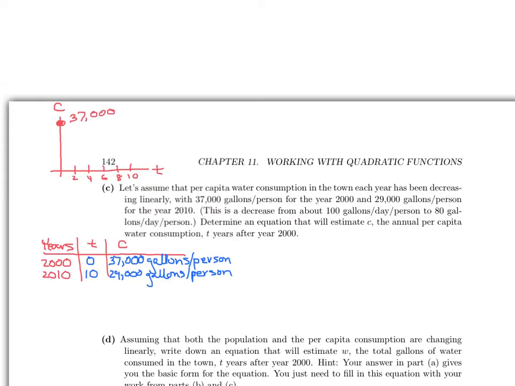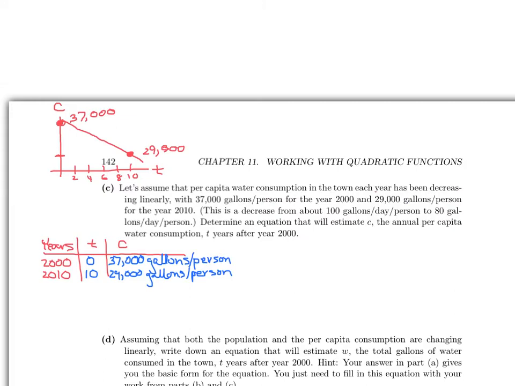And the consumption over the 10 years drops down to 29,000 gallons. So when T is 10, let's just assume right here is 29,000 gallons. So when we draw our graph, it's going to look something like that. This was, again, just a very rough sketch of what the graph would look like.